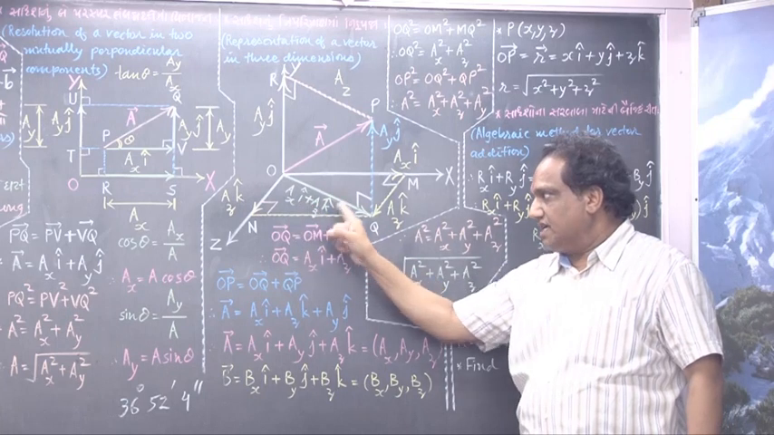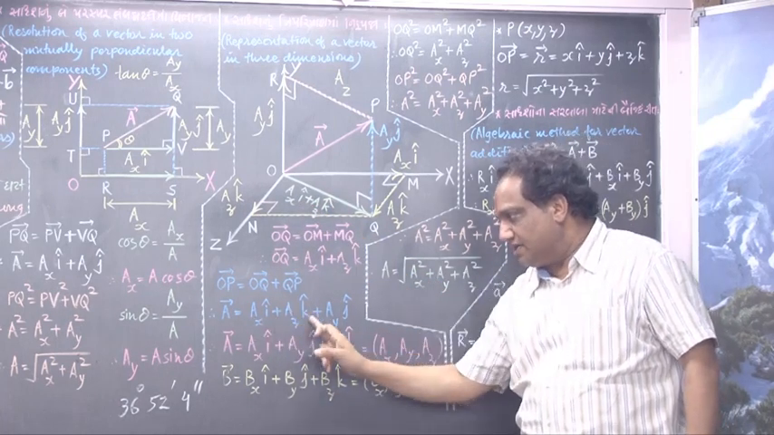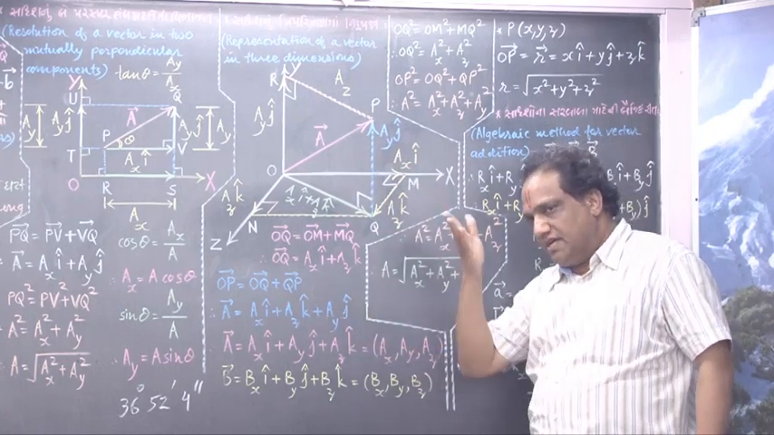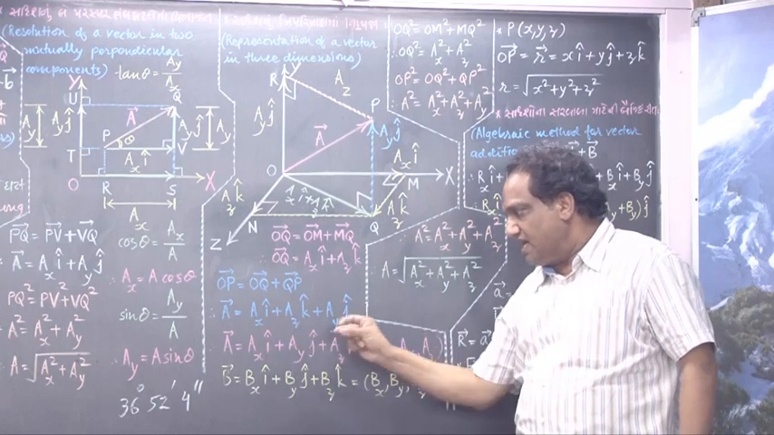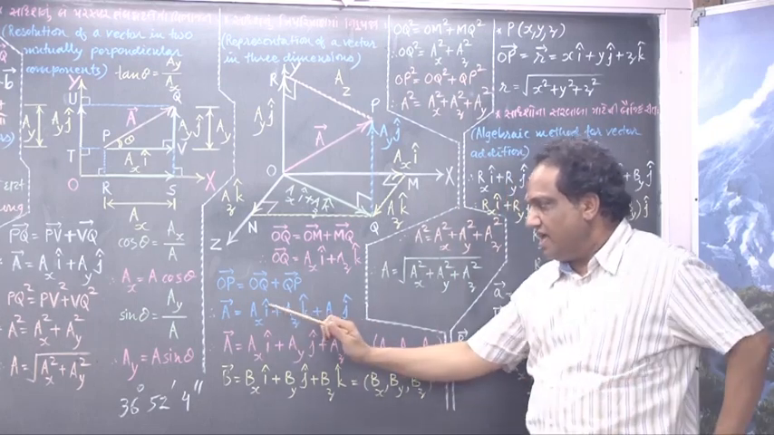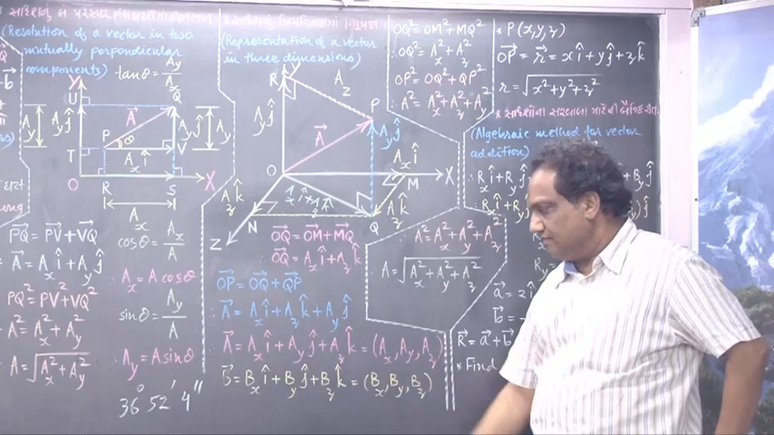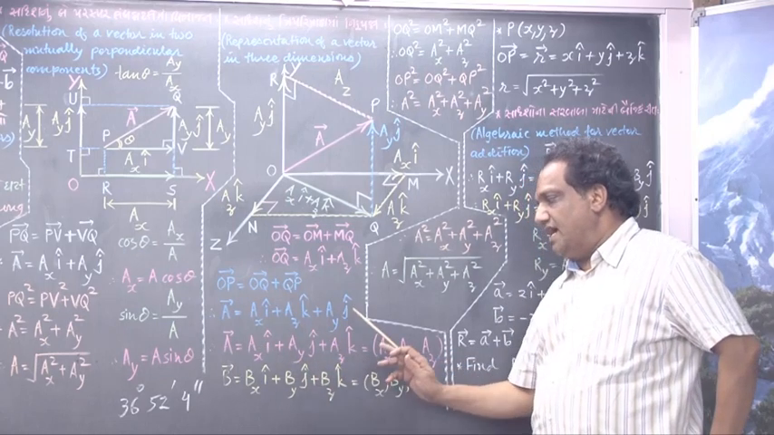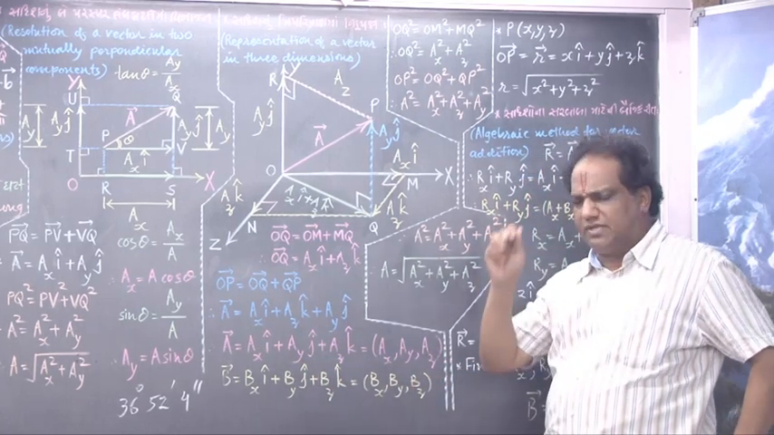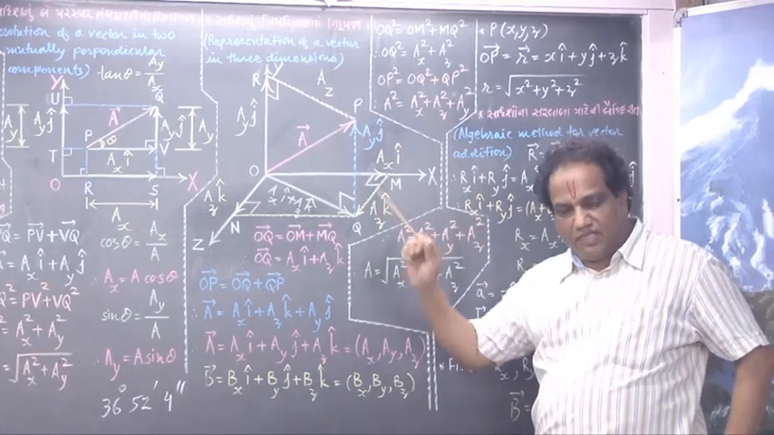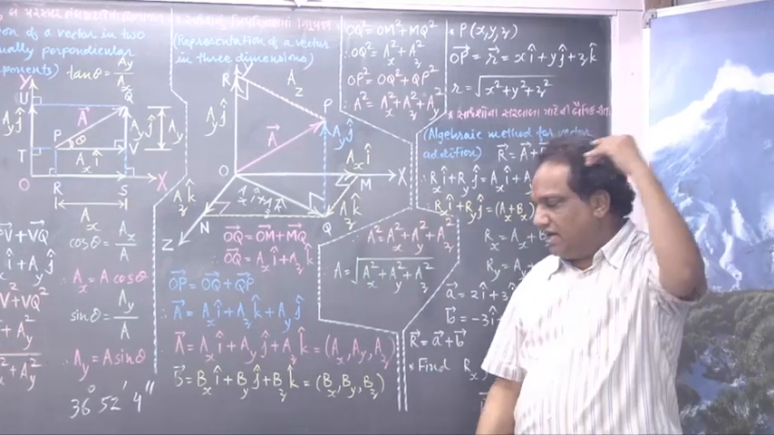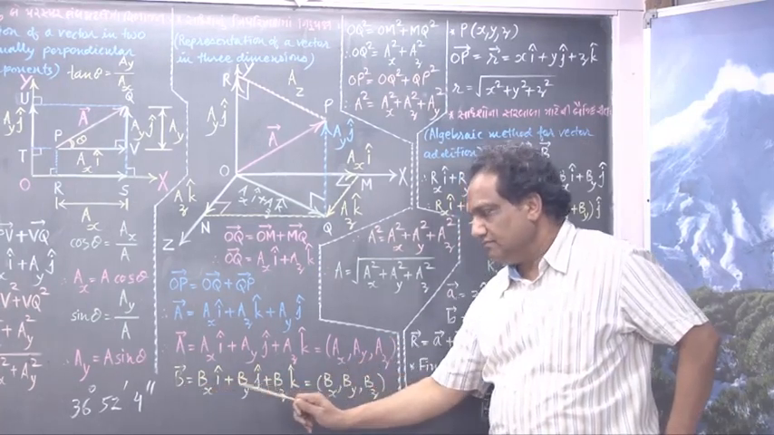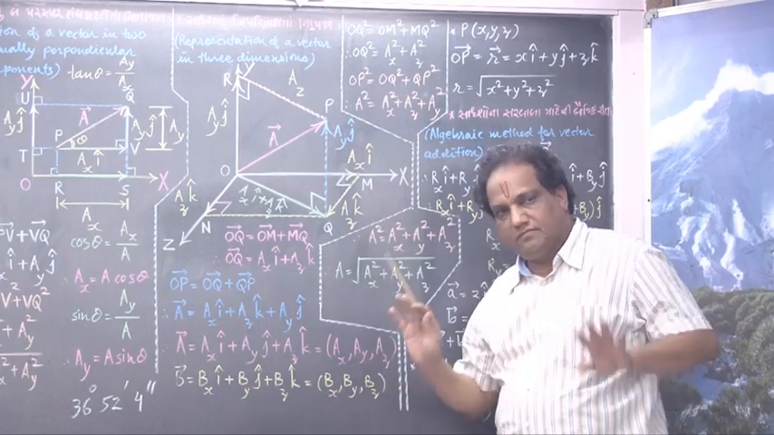AX i hat plus AY j hat plus AZ k hat. Rearrange it properly: first X, then Y, then Z component. AX i hat plus AY j hat plus AZ k hat. This is for vector A. Similarly for vector B: BX i hat plus BY j hat plus BZ k hat.